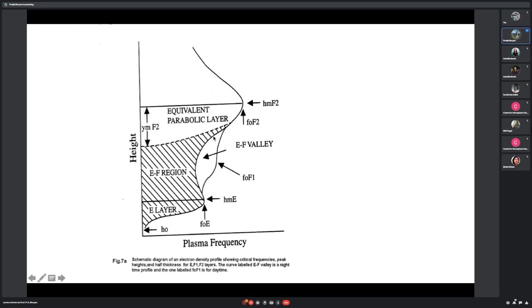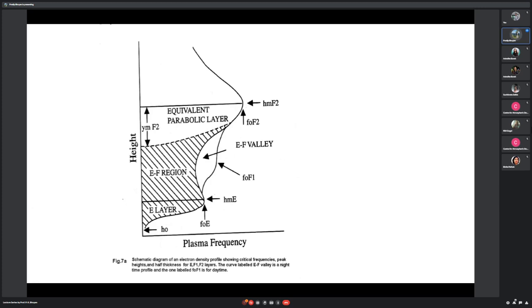And this part you can call it, it is written here. If you see the writing here, this is the EF valley. This is F1, this is E. So if I consider the total ionization, it is drawn like this. Somewhere you start from here, this is H naught, and from here you go up, and then this.